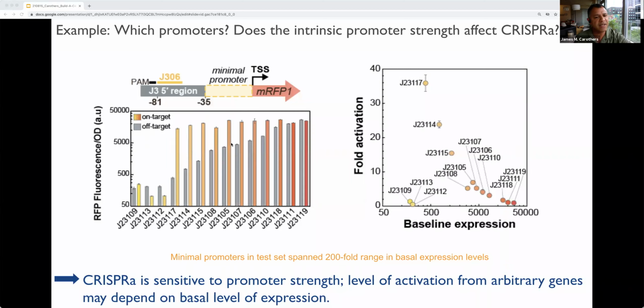What we find is that CRISPR activation is sensitive to promoter strength. It's not necessarily surprising: you can't significantly activate genes that already have high levels of basal expression. And at the other end of the spectrum, at least in this test set, we weren't able to significantly activate expression from promoters with the weakest levels of basal expression either. But then there's that broad swath of the Goldilocks middle, where the basal level of expression and our ability to activate it are operating independently of one another.